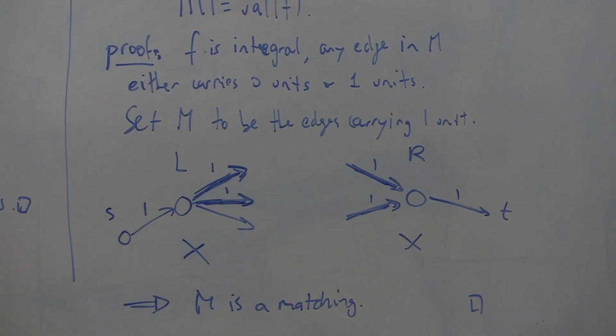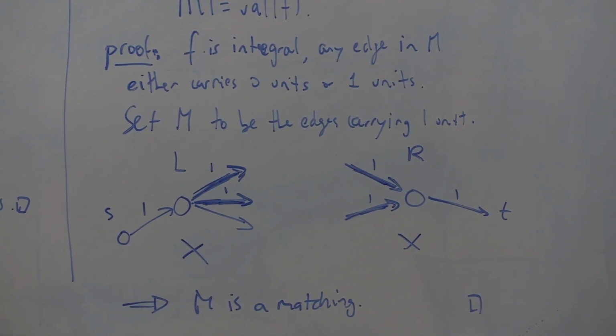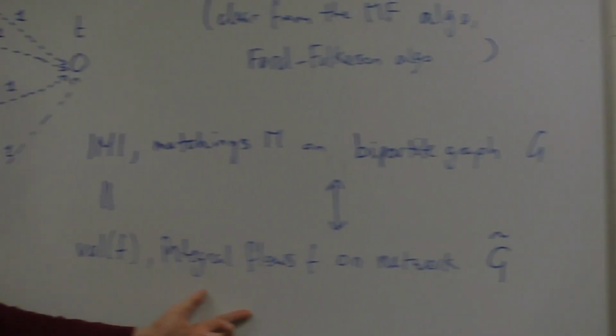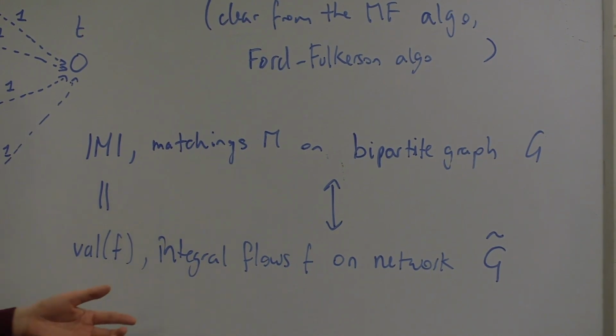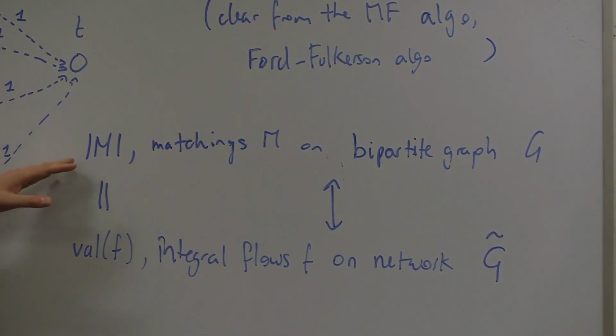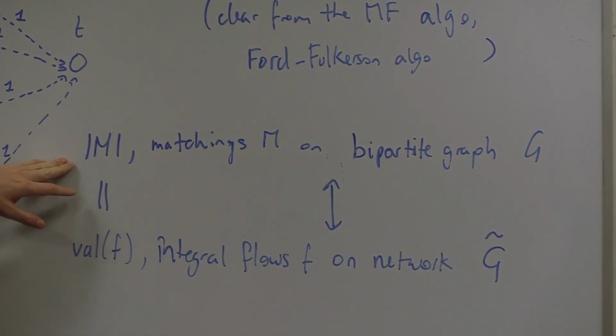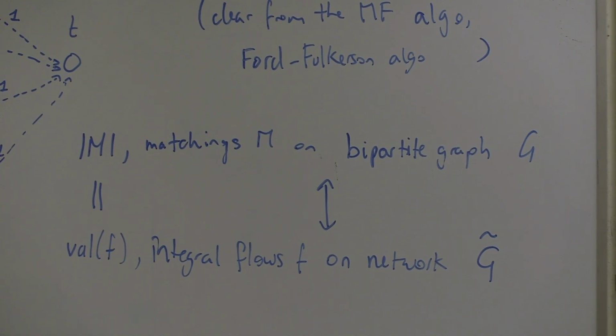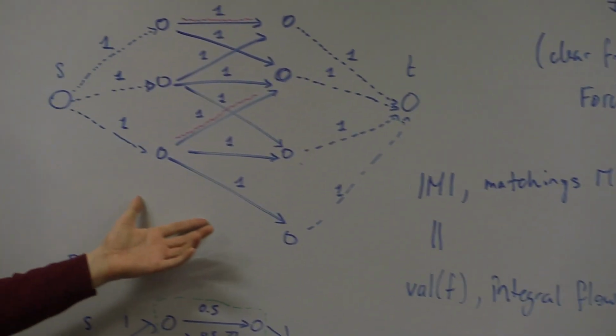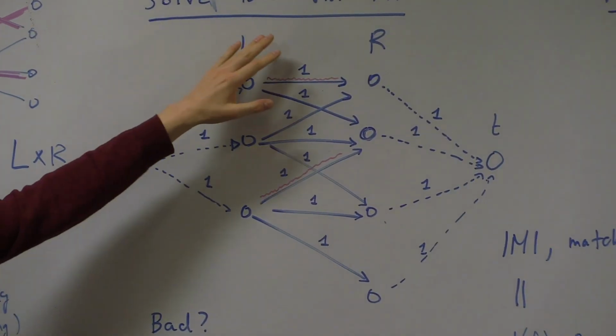Okay, now what this tells us is that there is a correspondence between matchings on the bipartite graph and integral flows on the network G tilde derived from the bipartite graph. And this correspondence preserves size, in the sense that the matching size will correspond to its flow's value. And this brings us back to the original question of solving bipartite matching via maximum flow.